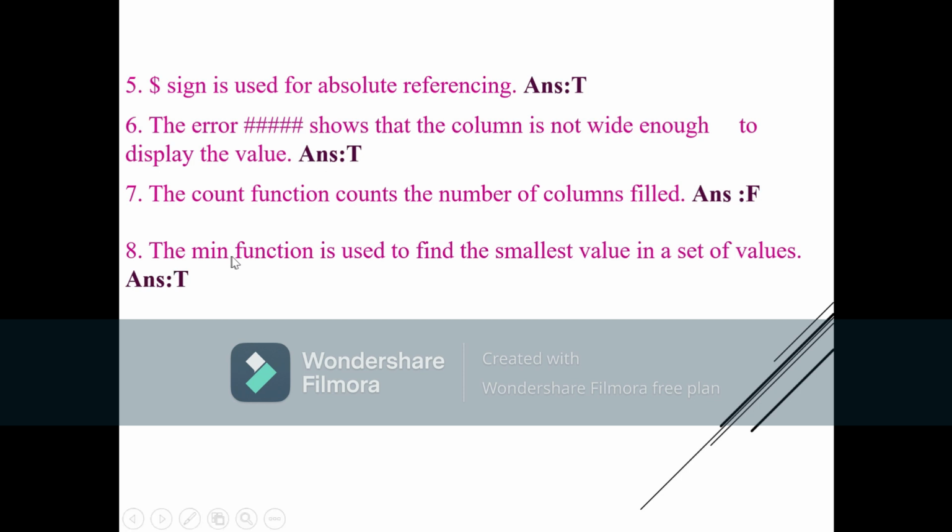Then the minimum function is used to find the smallest value in a set of values. Yes, already we have given five sets of values. From these five sets of values, we can find the minimum value by using this minimum function. So the content is true. Are you clear? Yes.